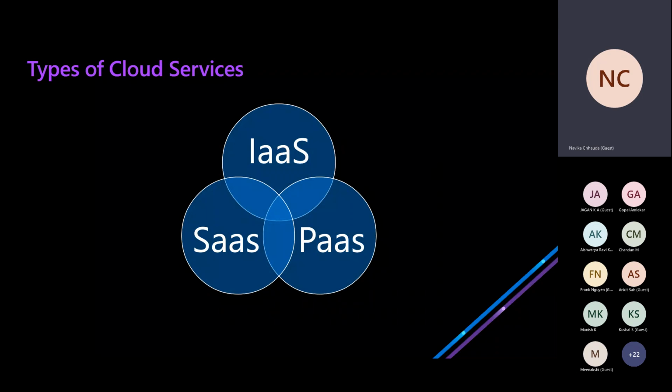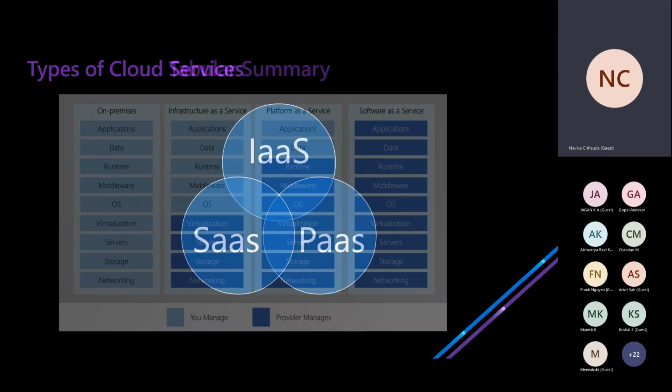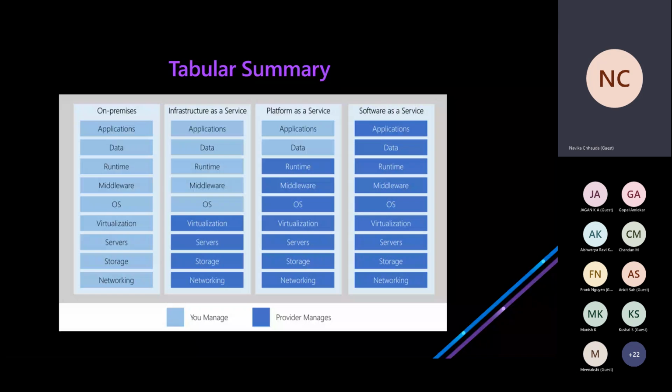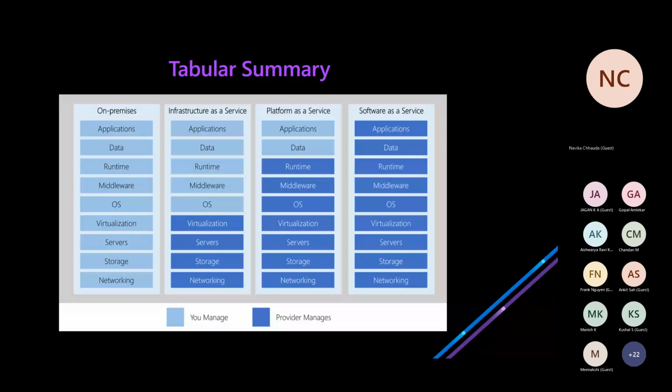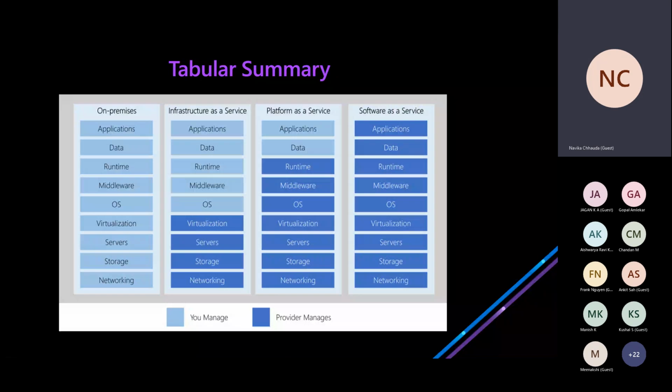Okay, so what I've explained is actually mentioned here. I mentioned infrastructure as a service, platform as a service, and software as a service, and what we manage. The sky blue color one is something we manage, and the dark blue color is something the cloud provider manages. So in software as a service, you can see almost everything.